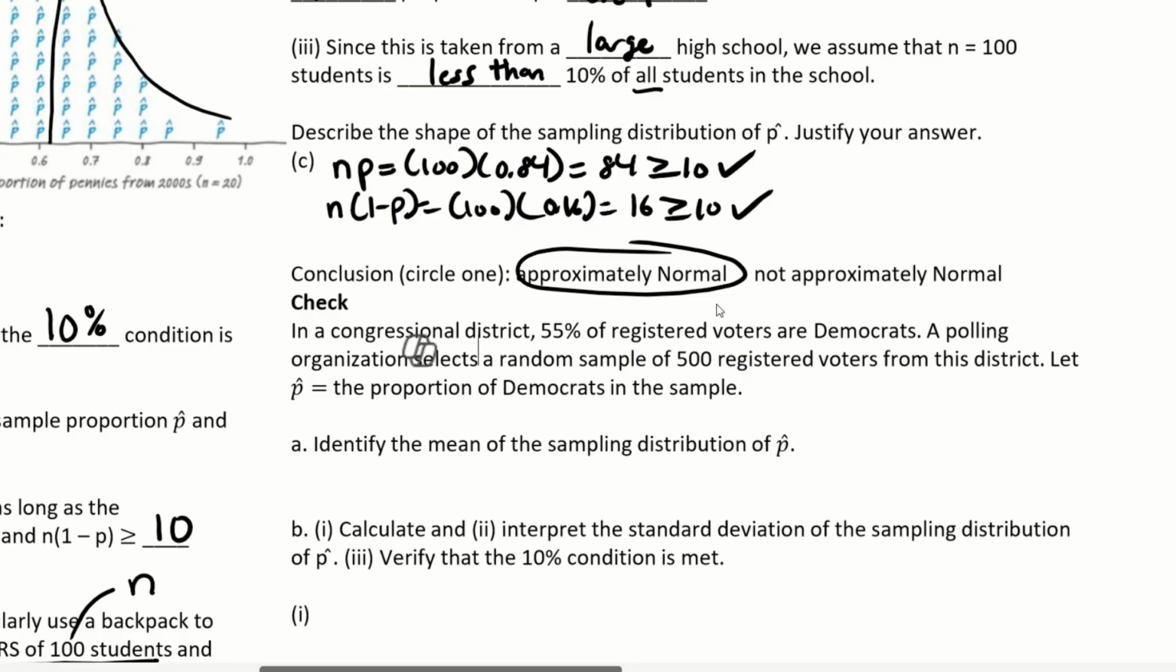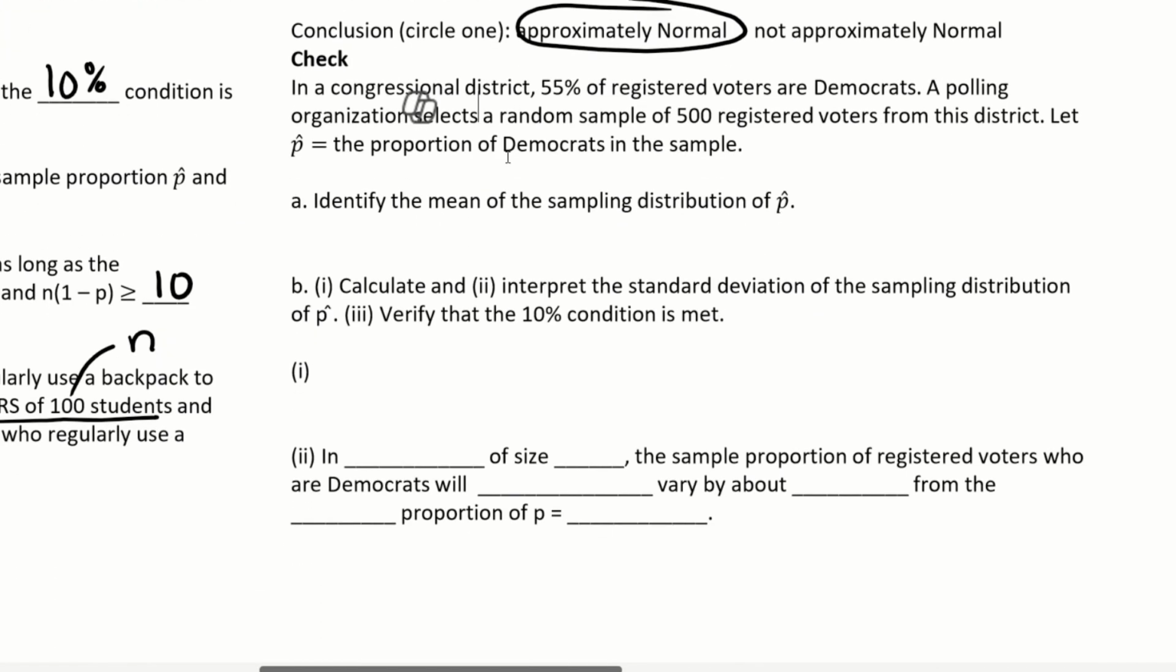All right, so go ahead and pause the video and see if you can try the check. All right, hopefully you tried it, paused it, and we'll go ahead and identify the solution here. So in a congressional district, 55% of registered voters are Democrats. A polling organization selects a random sample of 500 registered voters from the district. Let p-hat equal the proportion of Democrats in the sample. Identify the mean. Okay, so we got mu p-hat, which is equal to p, which is the 55%. All right, and then we're going to calculate the standard deviation of that.